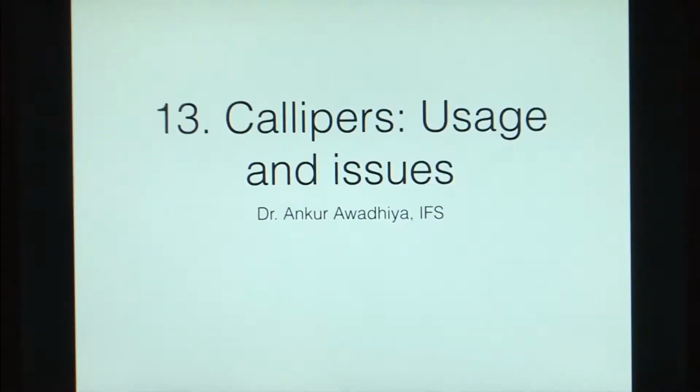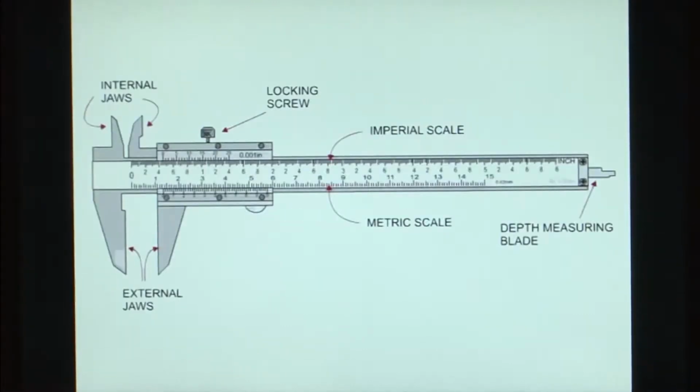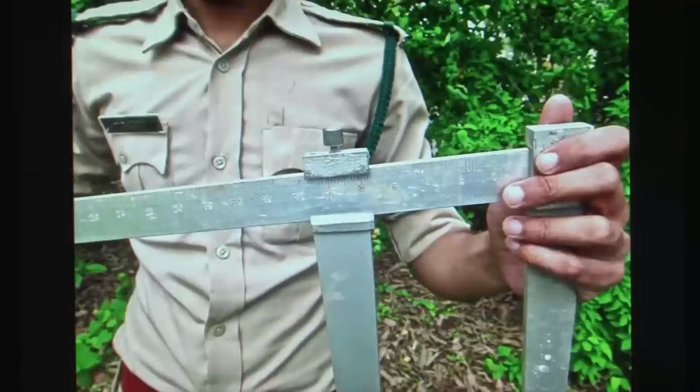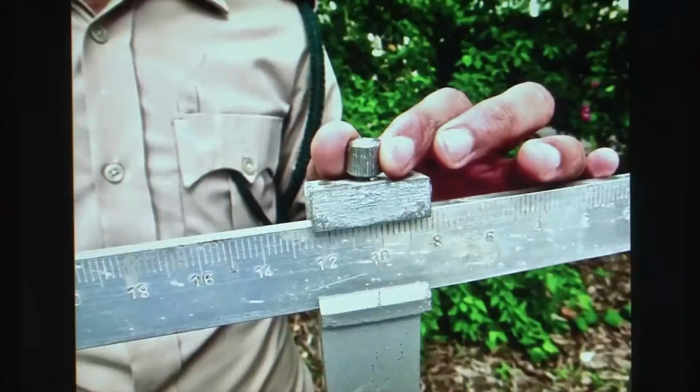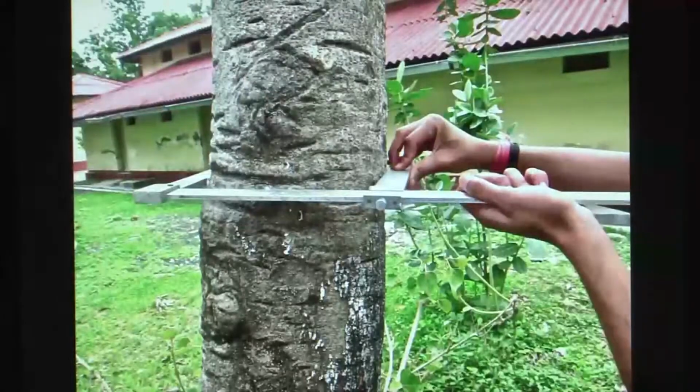Now, in the next class we looked at calipers, their usage and issues. A caliper is very similar to a vernier caliper. So, this is how it looks. It is made out of either wood or aluminium. It has 2 jaws, one called a fixed jaw and one called a moving jaw, and the moving jaw can be tightened by a screw, and it can be used to measure the diameter of the tree at the breast height.